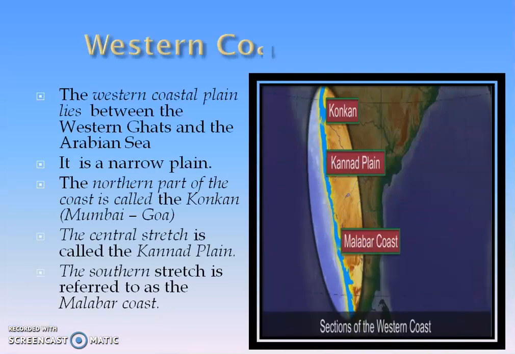First, the western coastal plains. Look at the map carefully. The western coastal plains lie between the Western Ghats and the Arabian Sea. If we compare them with the eastern coastal plains, they are narrow.